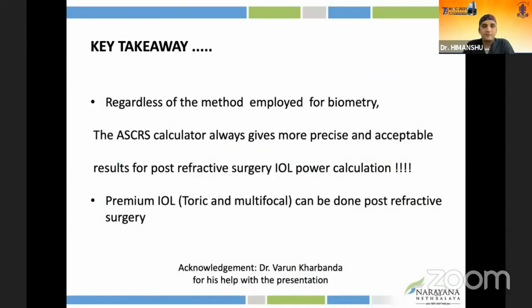So what do we get from this? Regardless of the method you employ, if you have a good biometer, and if we are using the ASCRS calculator, we can surely hit the target most of the time. And especially whenever such cases require premium IOLs like toric IOLs or multifocal IOLs, that's where your spherical equivalent outcome would be very, very important.